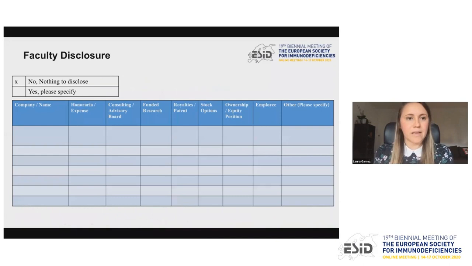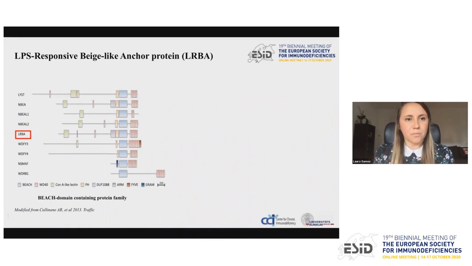LRBA, which stands for LPS-responsive beige-like anchor protein, belongs to the BEACH domain-containing protein family along with 8 other human proteins. They are characterized by having a BEACH domain and a WD40 domain at the C-terminal portion of the protein. In the particular case of LRBA, which is broadly expressed in human tissues, immune cells need to be activated in order to express the protein.